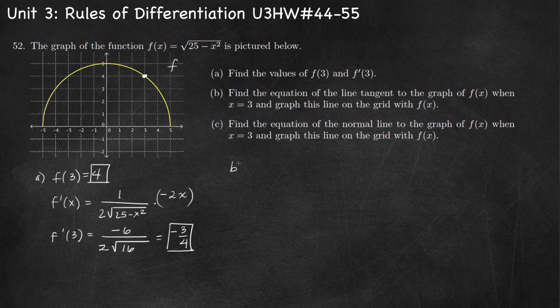In part B, we're asked to find the equation of the line tangent to the graph of f when x is 3. So we already have all the information we need in order to write the equation of that tangent line. We have our point of tangency, (3, 4). And we have the slope of that tangent line when x is 3, which is negative 3/4. So y minus 4 equals negative 3/4 times x minus 3.